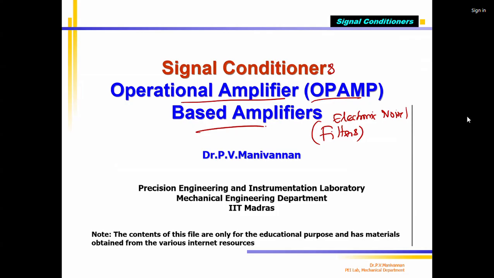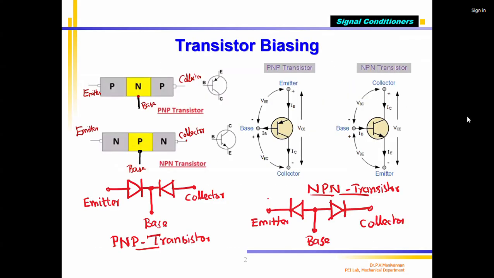Specifically, when we talk about amplifiers, people always talk about the transistor. Note down, a transistor can be used as an amplifier. There are two types of transistors. One is called the PNP transistor, the other is called the NPN transistor. Please note that a transistor is made of semiconductor materials. One is called P-type material, the other is called N-type material.